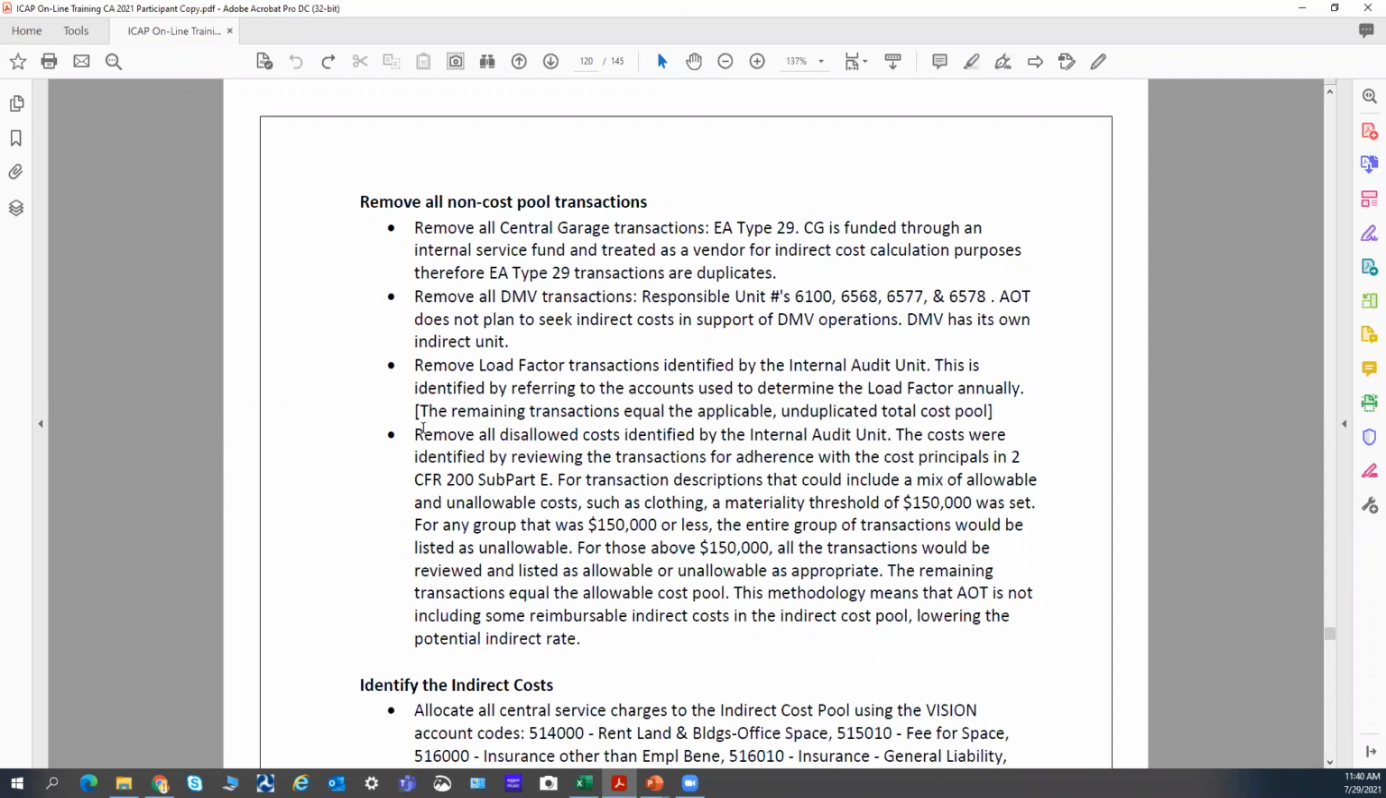This is important here. Remove all disallowed costs. That's the same as unallowable, disallowed, identified. And then they reference Subpart E, which is the cost principles. And then they tell us exactly what level they were doing it at, with regards to a material threshold, which is something outside of what we've talked about. But the bottom line is you won't find any unallowable cost in their indirect cost pool.